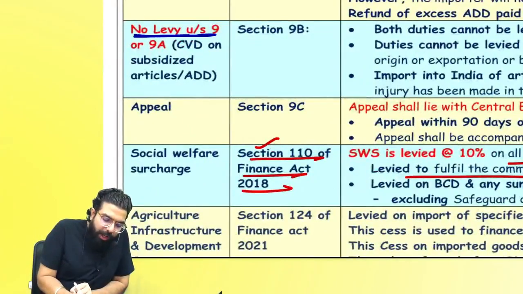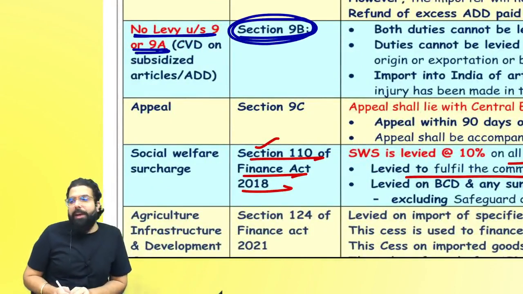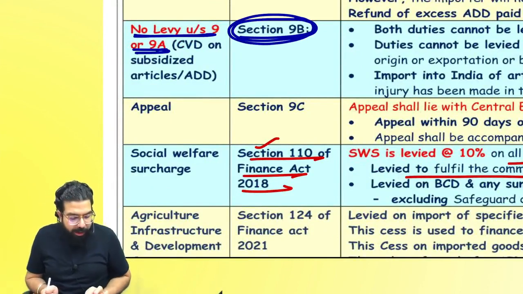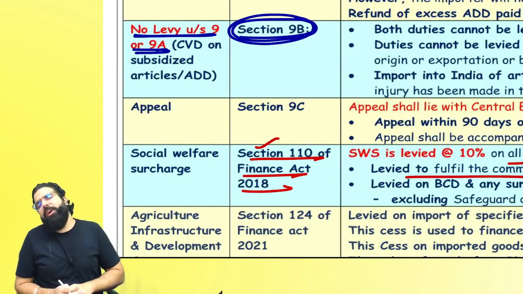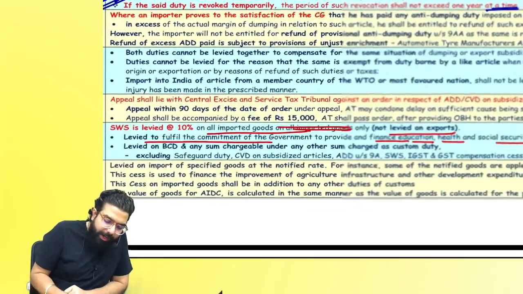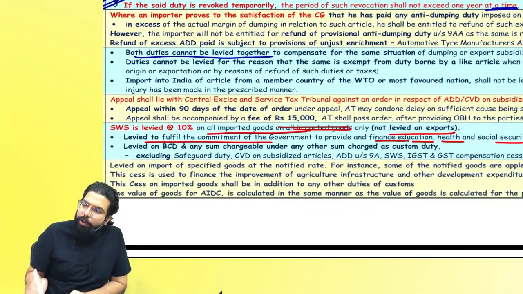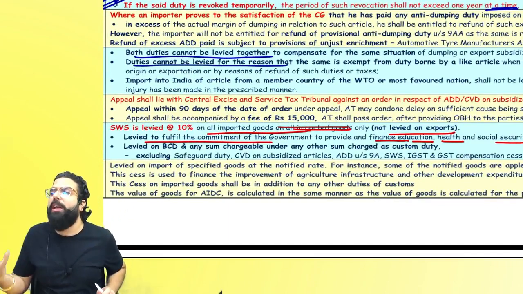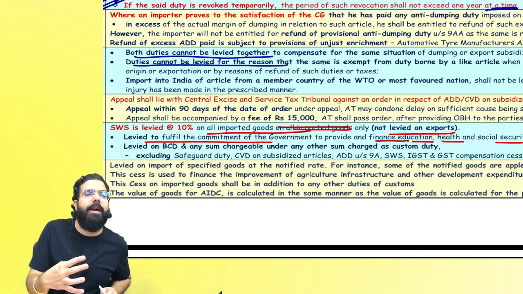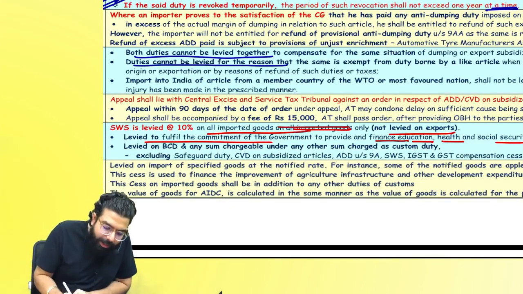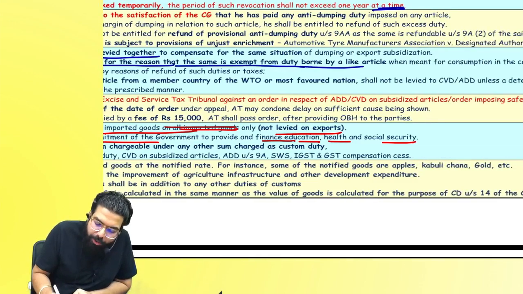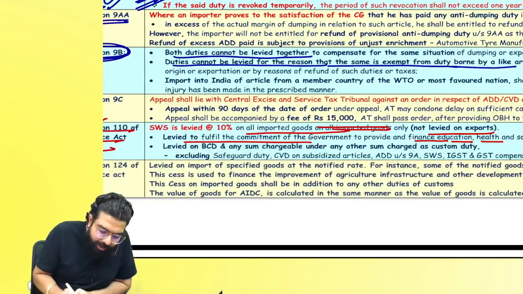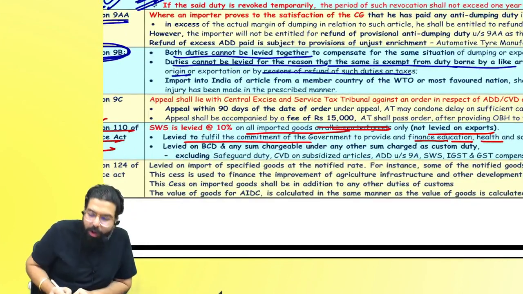Now, sir, no levy under section 9 or 9A. Section 9B says there will be no levy of anti-dumping duty or CVD on subsidized article, both duties first of all cannot be levied together, and duties cannot be levied for what reason? You can't give this reason and charge CVD on subsidized article or anti-dumping duty. Both duties cannot be levied for the reason that the like article is exempted from duty borne when meant for consumption in the country of origin, or by reason of refund of such duty.